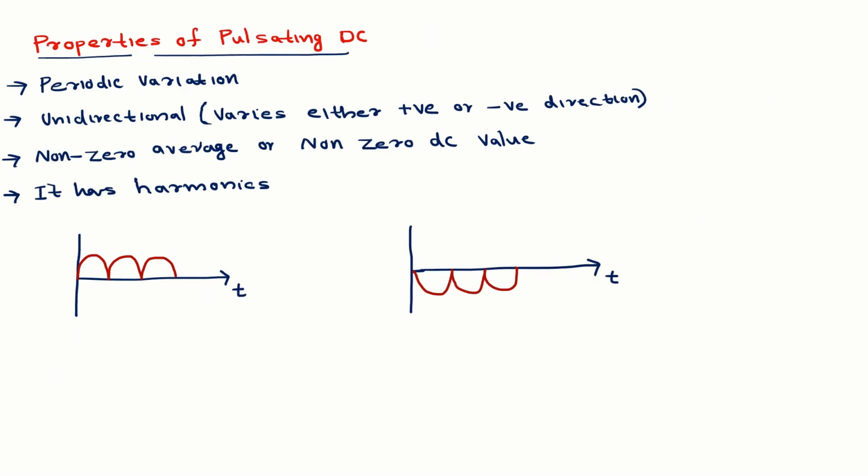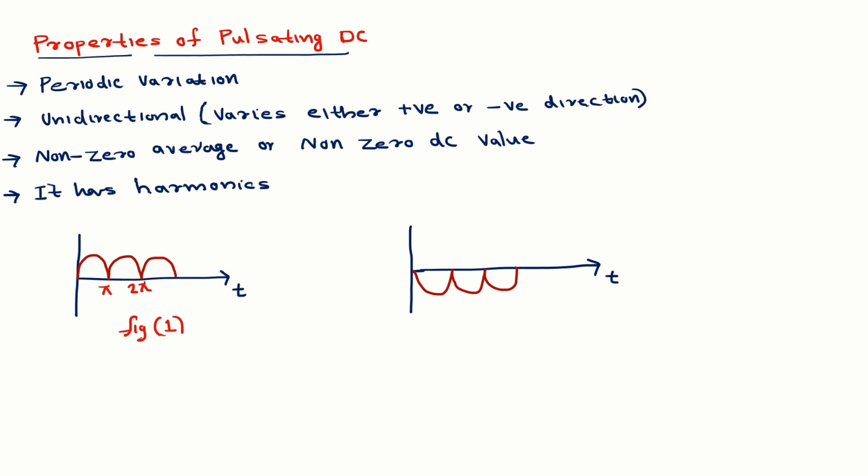These are the properties of pulsating DC. The first property is that it has periodic variation. Here I am showing two examples of pulsating DC. Looking at these two diagrams, I can say there is periodic variation. That means, looking at the first diagram, figure 1, the signal is repeating itself at a regular interval of time. What is that regular interval, or the fundamental time period? The fundamental time period is pi. After the width of pi, the signal is repeating.